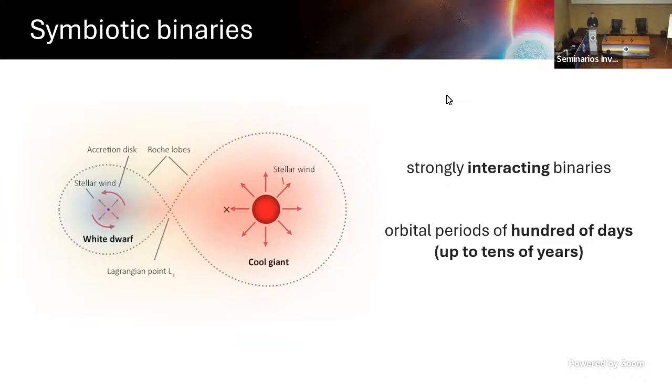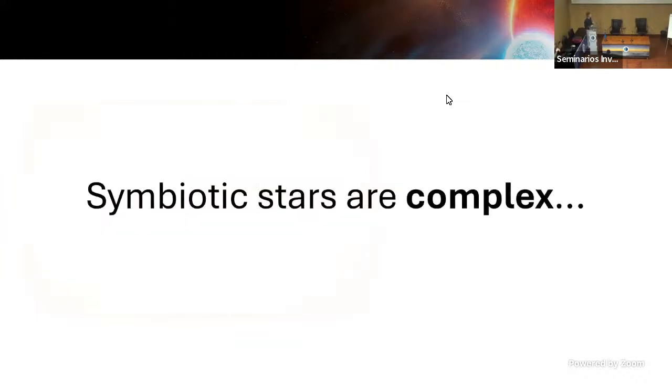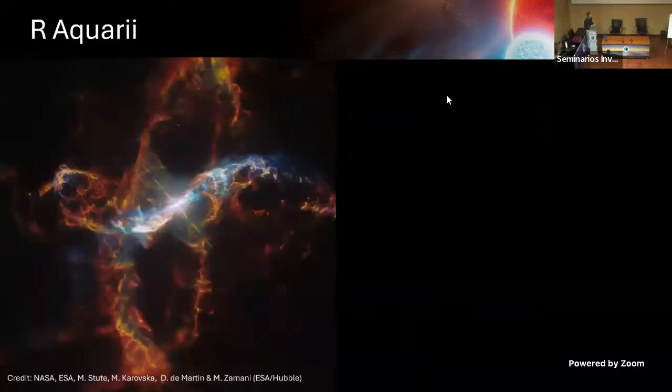I'm always showing this sketch that I created years ago, but of course, this is a very simplified model of a symbiotic star. Symbiotic stars don't look like that in reality. They're much, much more complex. The best example I'm always showing, and now I have a new picture because it was released this year, is R Aquarii, which is one of the closest systems to us, so we can actually resolve the environment.